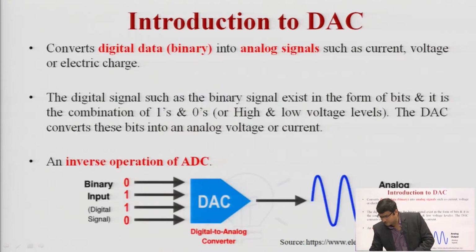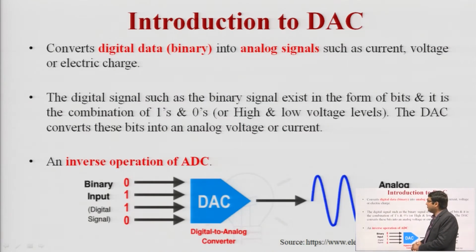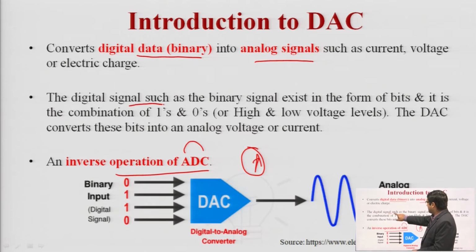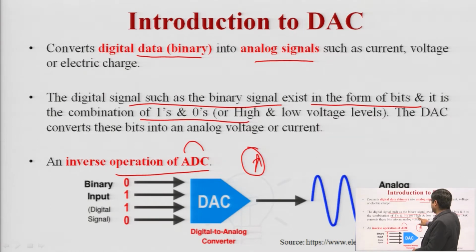Now let us discuss the concept of DAC. What will DAC do? DAC converts a digital signal, that is in the form of binary, into analog signals. It is basically an inverse operation of ADC. So it converts digital signals which have been converted by the analog to digital converter into analog ones. Digital signals such as the binary signal exist in the form of bits, and it is the combination of ones and zeros, that is the high and low. So we convert these bits into an analog voltage or current.